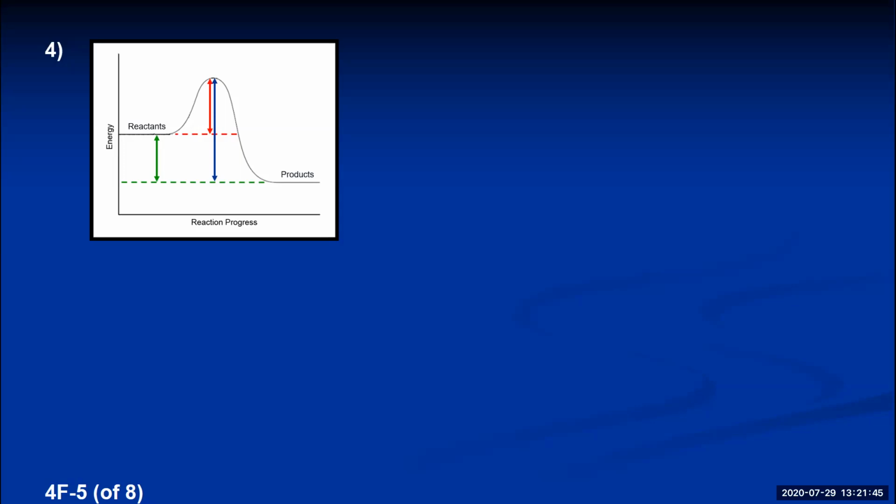Well, that's going to be the red arrow minus the blue arrow. So therefore, the activation energy for the forward reaction minus the activation energy for the reverse reaction will equal the enthalpy change for the forward reaction.